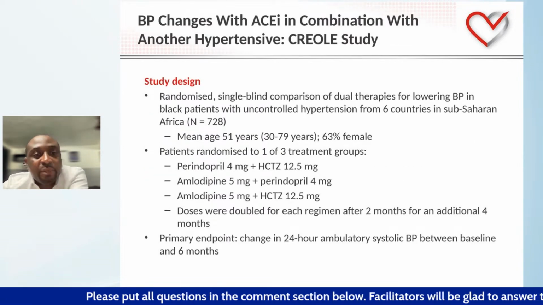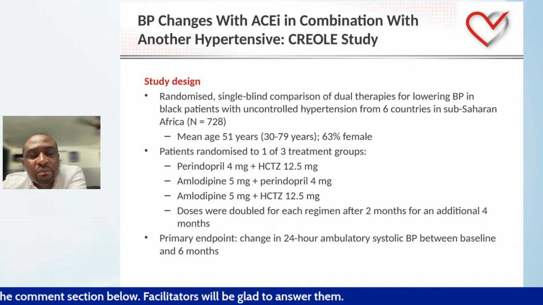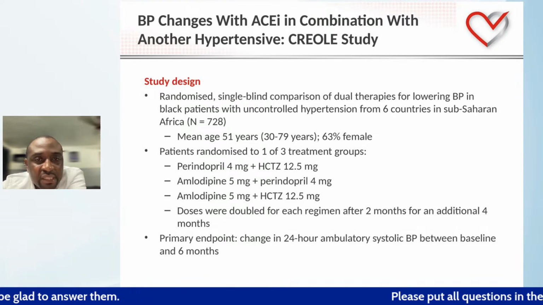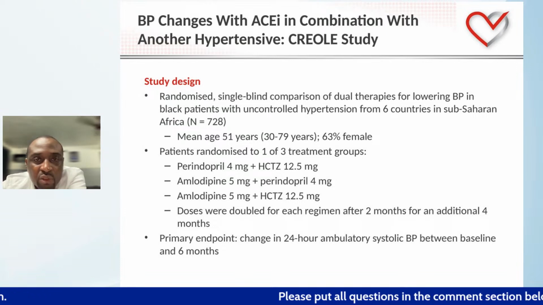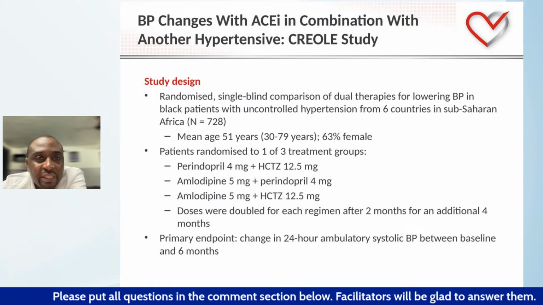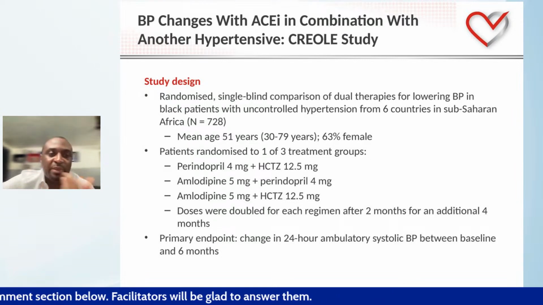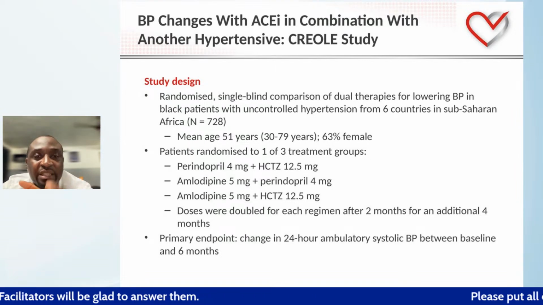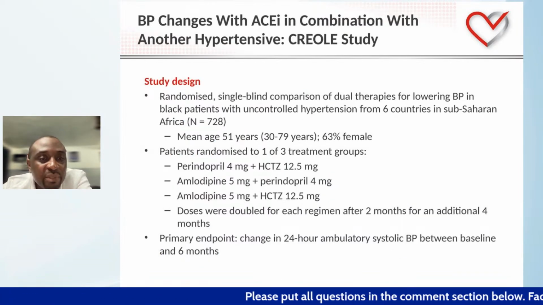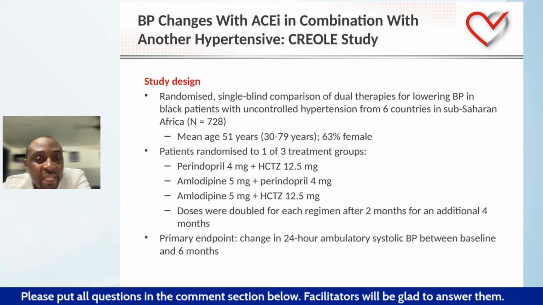Now, this, I think, is about the only trial that has been done within the sub-Saharan African continent, and this was led by Professor Ojji in Nigeria, and it's called the CREOLE study. The CREOLE study is a randomized single-blind comparison of dual combination therapy for lowering blood pressure. They looked at these combinations: perindopril plus hydrochlorothiazide, amlodipine plus perindopril, and amlodipine plus hydrochlorothiazide.